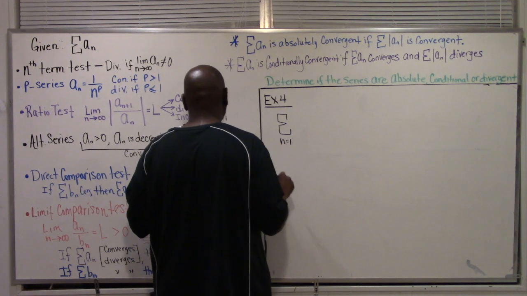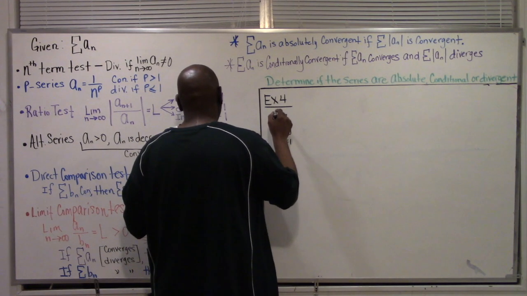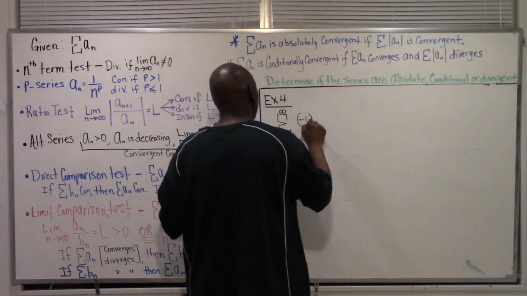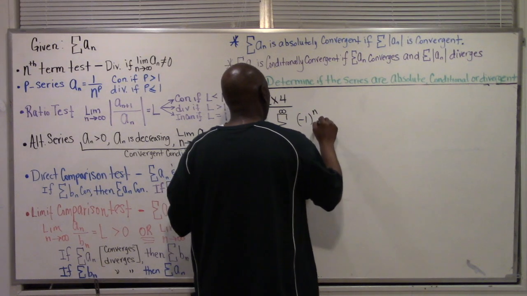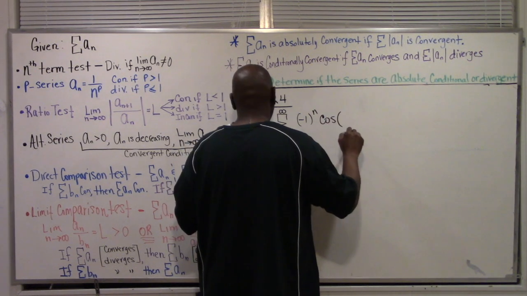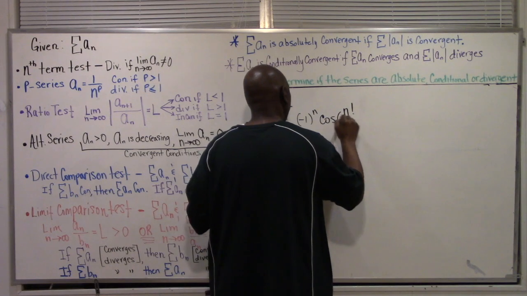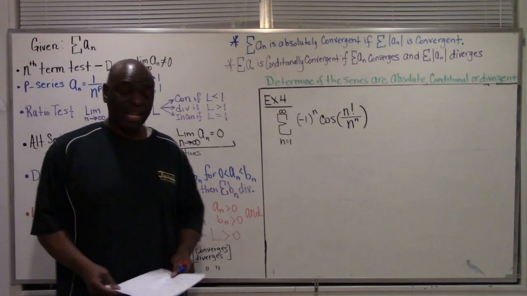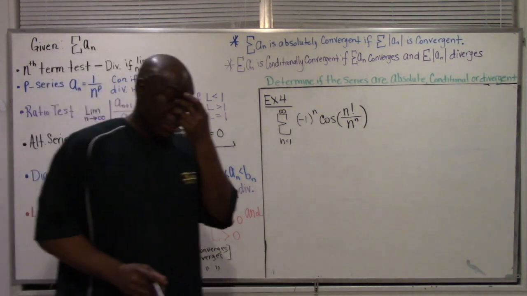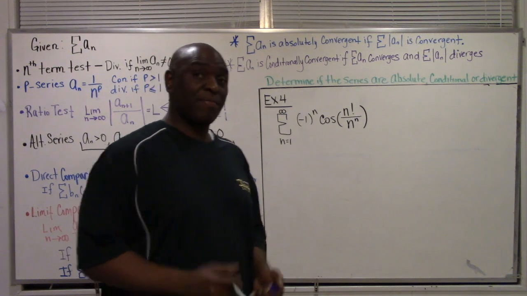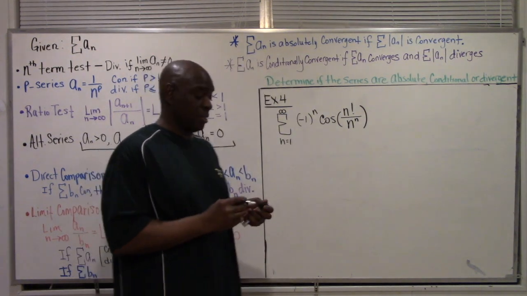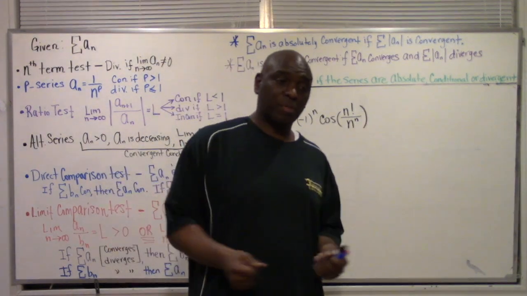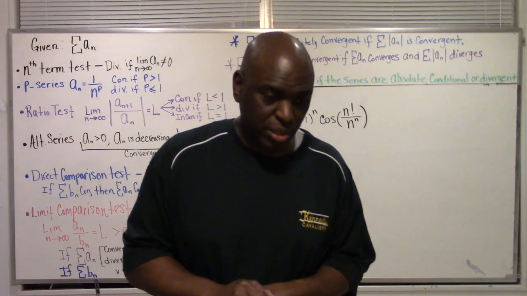The sum as n equals 1 goes to infinity of (-1) to the n times the cosine of n factorial over n to the n. That is, -1 to the power of n times the cosine of n factorial divided by n to the n. Does it absolutely converge? Does it conditionally converge? Or does it just diverge?